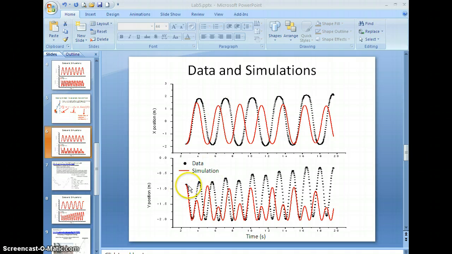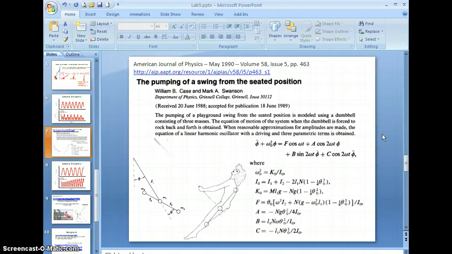If you look at the y position, you see that in the actual data the amplitude tends to increase with time, and this is not at all what the model reproduced. This disagreement with the data we took as a sign that the model we were considering was too simplistic. So we did a literature search to look at the actual motion of a swing, and we found a very interesting article in the American Journal of Physics about the pumping of a swing from the seated position, which is the actual case we are considering.